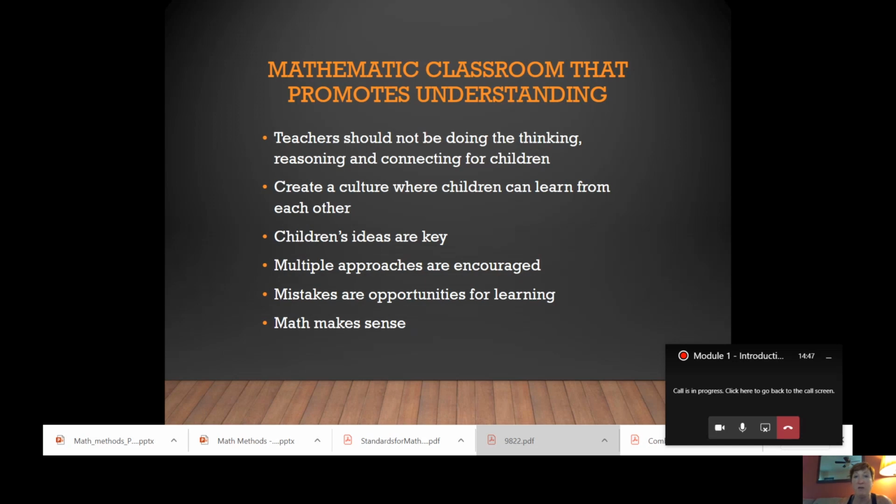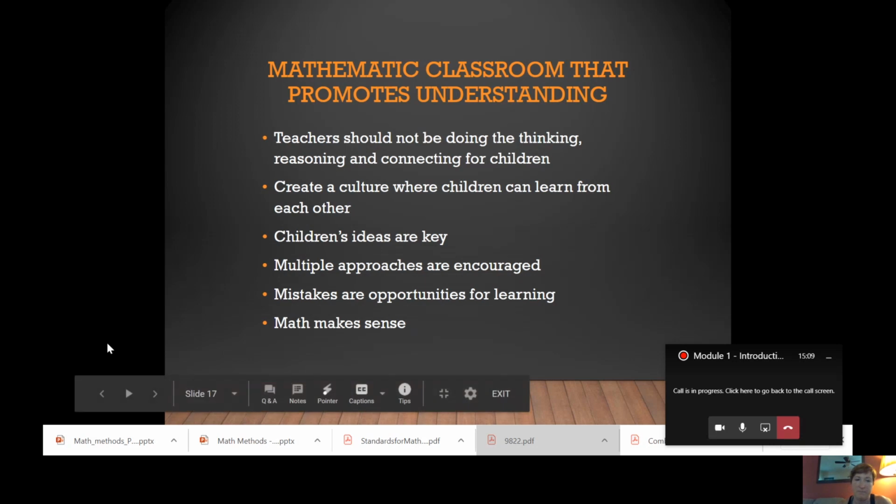Also, in a mathematical classroom that promotes understanding, we work off of our children's ideas. They're the key. What are they saying? What are they thinking? And let's go from there. Also, multiple approaches are encouraged. Mistakes, as I just talked about, are opportunities for learning, and math actually makes sense to them.